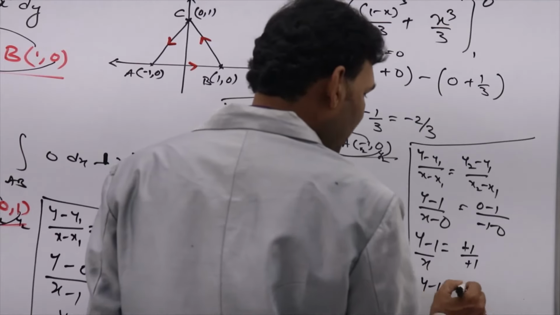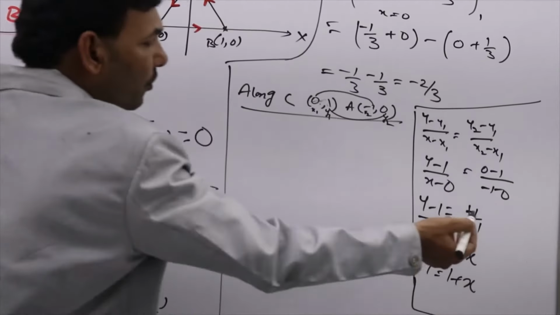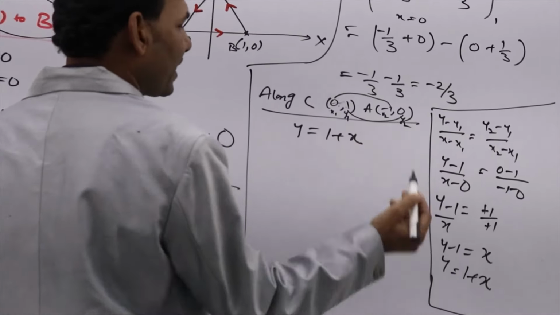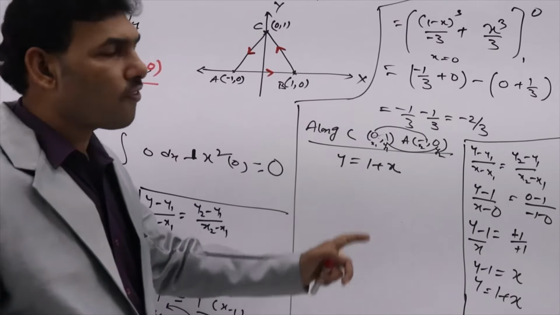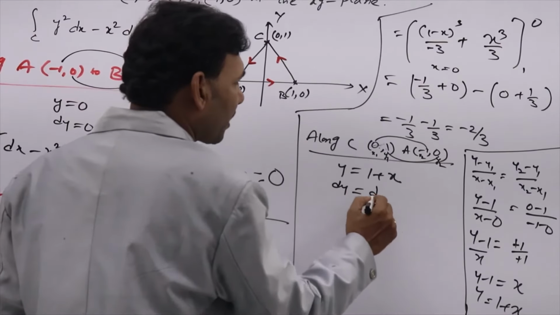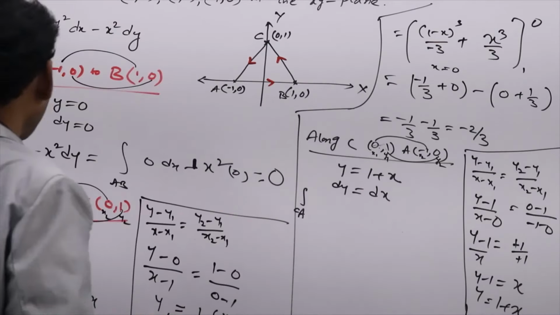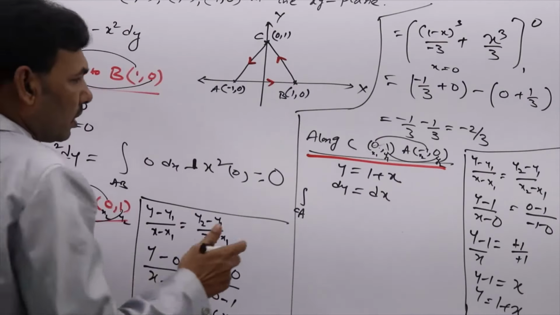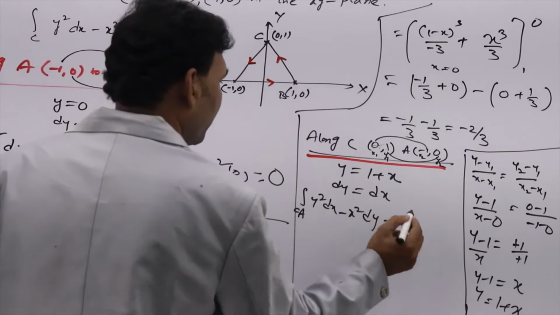So what you will get? y minus 1 equals x, so y equals 1 plus x. If you take minus 1 to that side, it becomes plus 1. So the relation between these two is y and x are related like this, or y minus x equals 1. In the place of y write 1 plus x, and in the place of dy write dx. Now the integral over CA of y squared dx minus x squared dy.